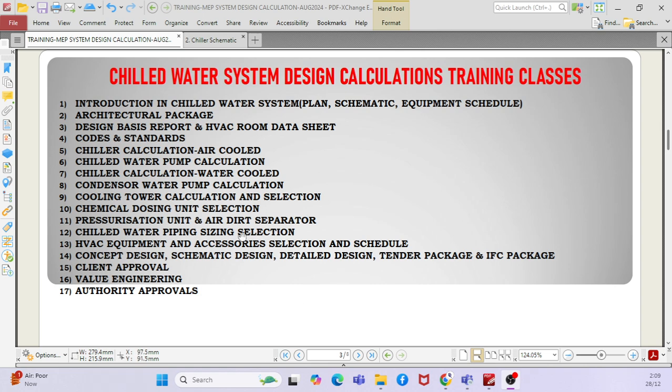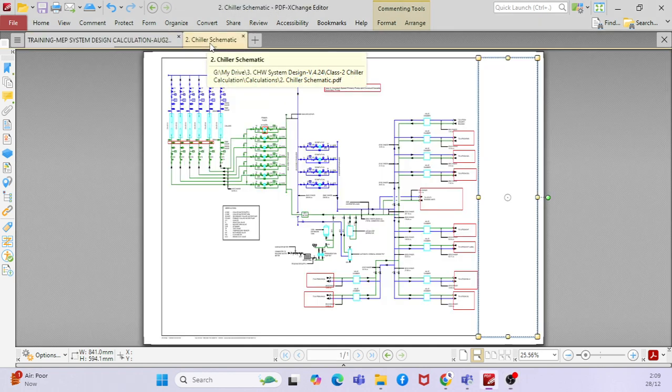This is the same procedure as a consultant. We go through concept design, schematic design, detailed design, and a tender package, and then the IFC package as well. This is a similar syllabus to air conditioning and smoke management. In the same topic, I will open one of the chilled water schematics.